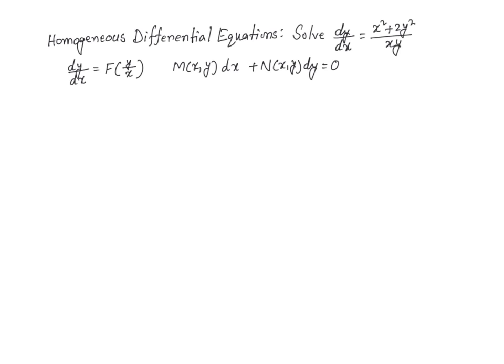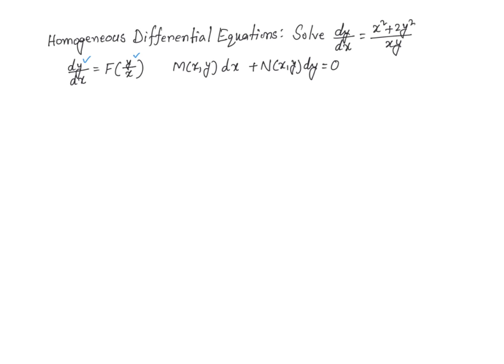In this video, I am going to solve this homogeneous differential equation. The equation is dy over dx equals x squared plus 2y squared divided by xy. As you probably remember, the definition of a homogeneous differential equation is this: if a differential equation dy over dx could be written as a function of y over x, then it's called a homogeneous differential equation.